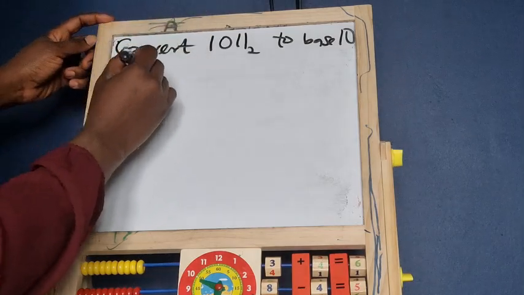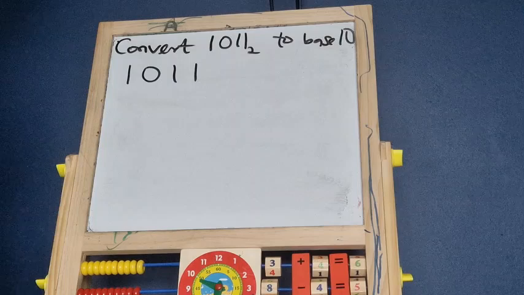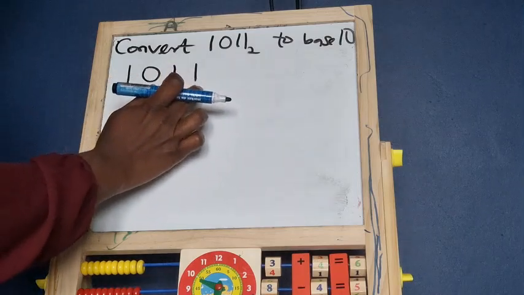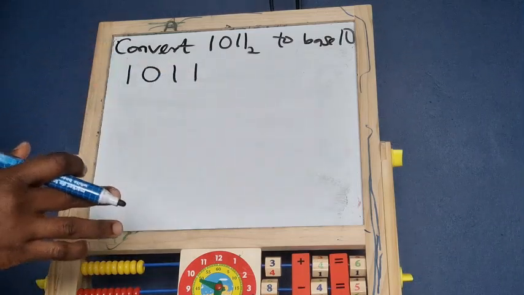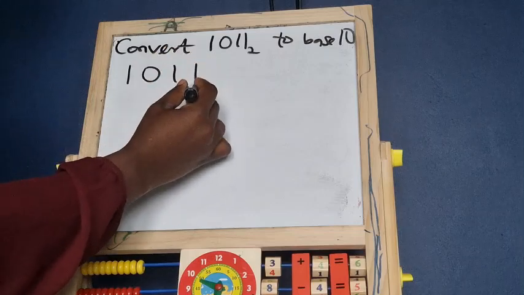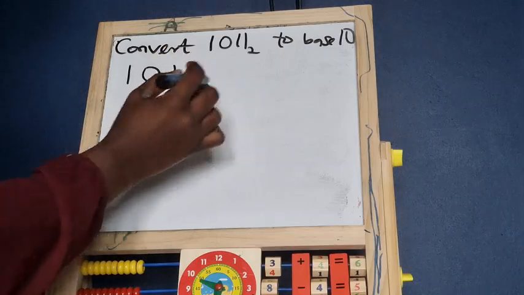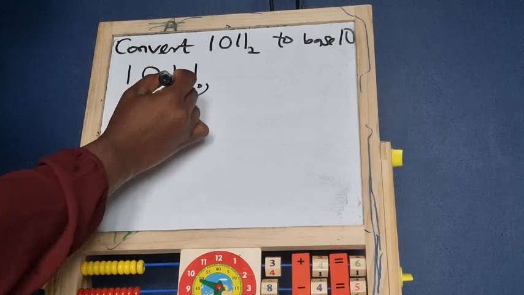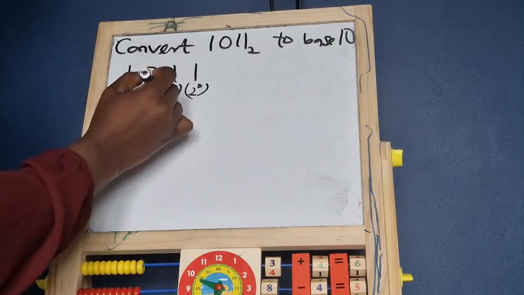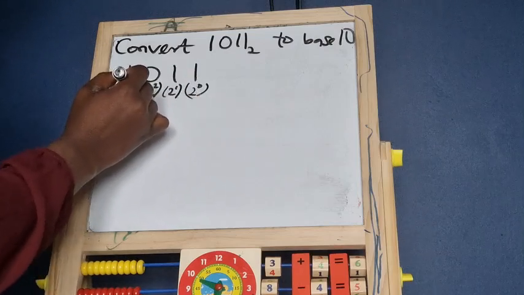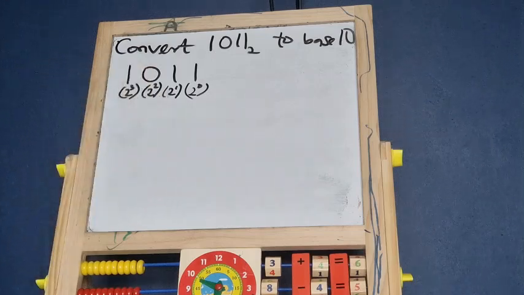Now, we have 1011. Don't forget we are writing from right to left. So this one will be 2 raised power 0. This one will be having 2 raised power 1. This one will be having 2 raised power 2. And this one will be having 2 raised power 3. So assuming we have more than 4, we will just continue like that.